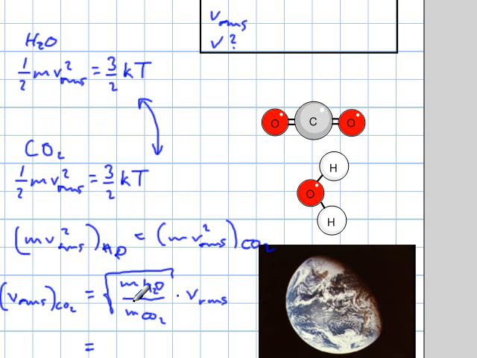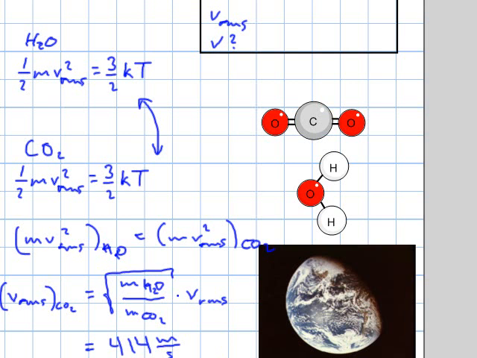And then I actually don't need the nucleonic mass because that would divide out anyway once I plug it in here. So all I have to do is the square root of 18 divided by 44, and then I multiply that with the 648, and I come up with an average speed of 414 meters per second.